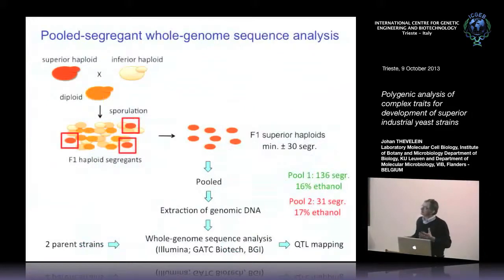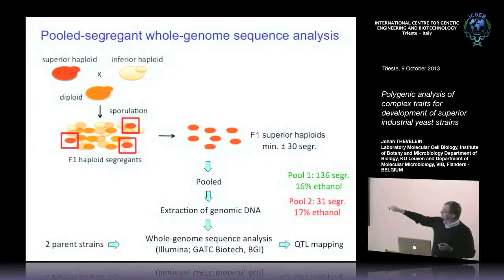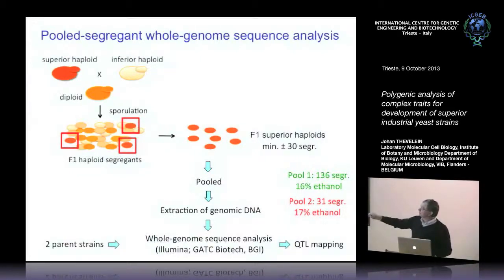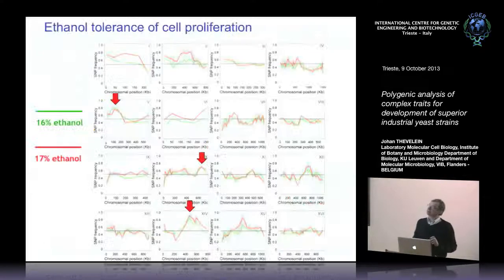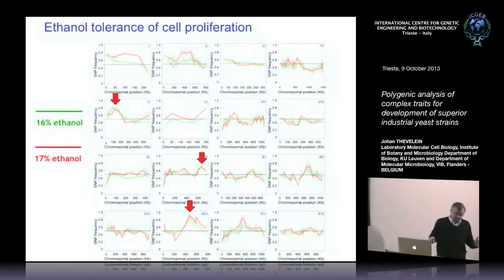So as I said, we made two pools. We had the first pool with 136 segregants able to grow on 16% ethanol. And from these 136, 31 were able to grow on 17% ethanol. And we made a second pool with the 17% ethanol strains. So we pooled the strains, we extracted the DNA, we sent it for sequencing, and we did the QTL mapping, and the result is what you see here for the 16 chromosomes.